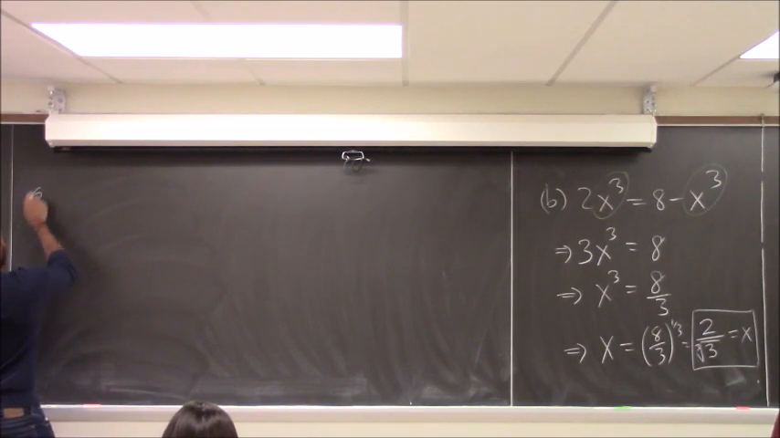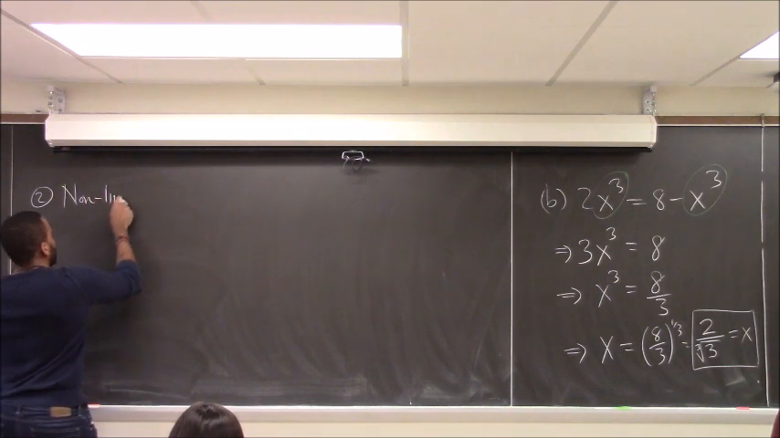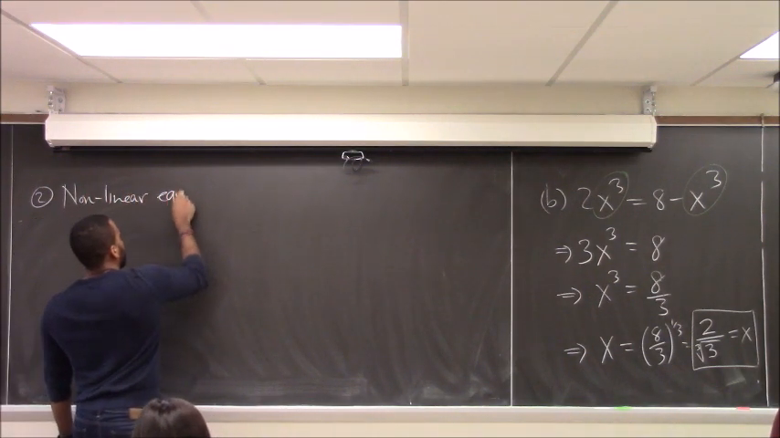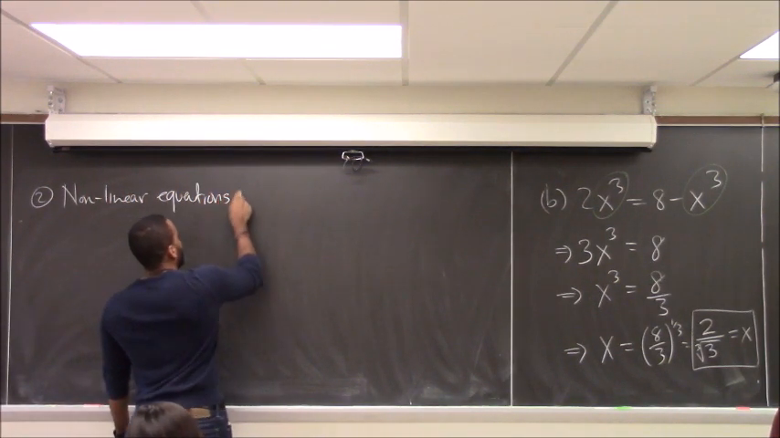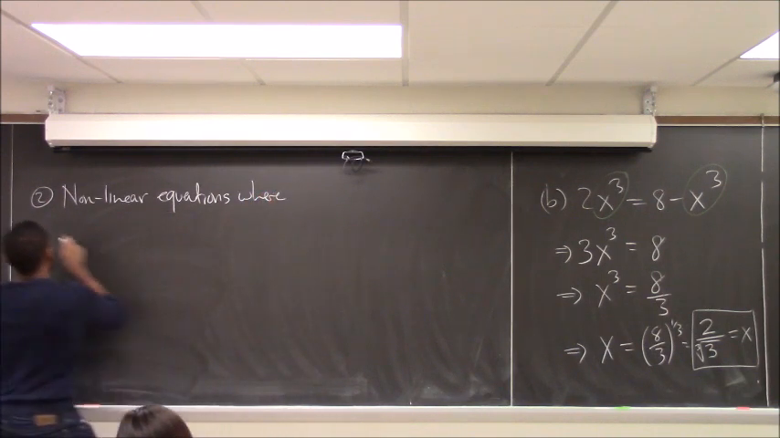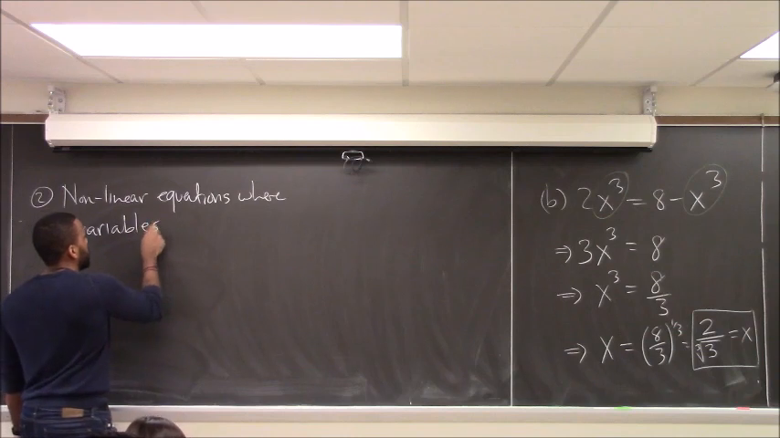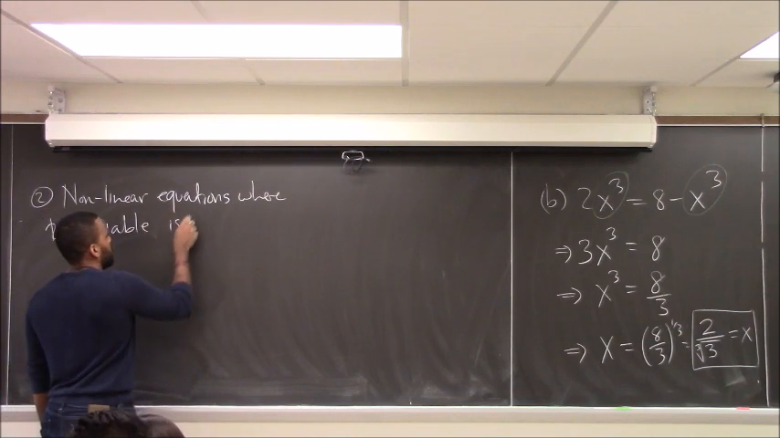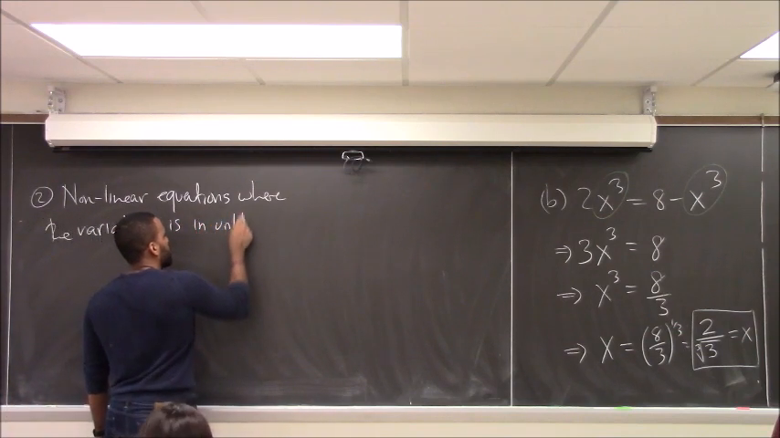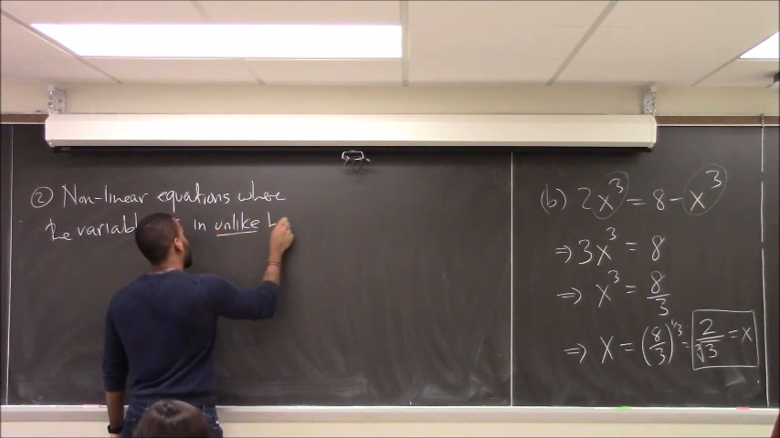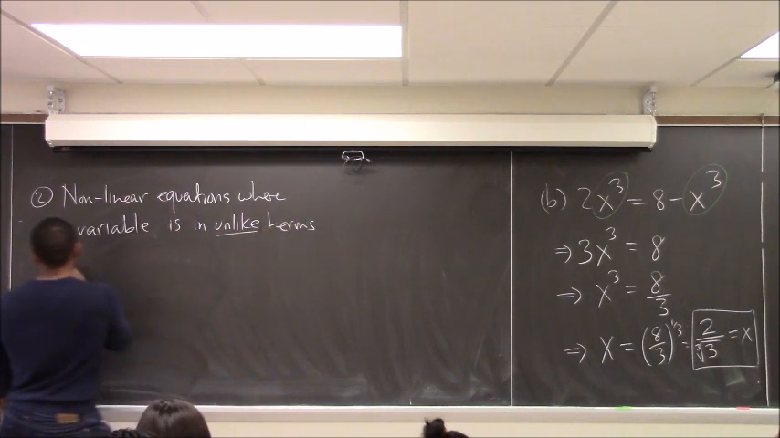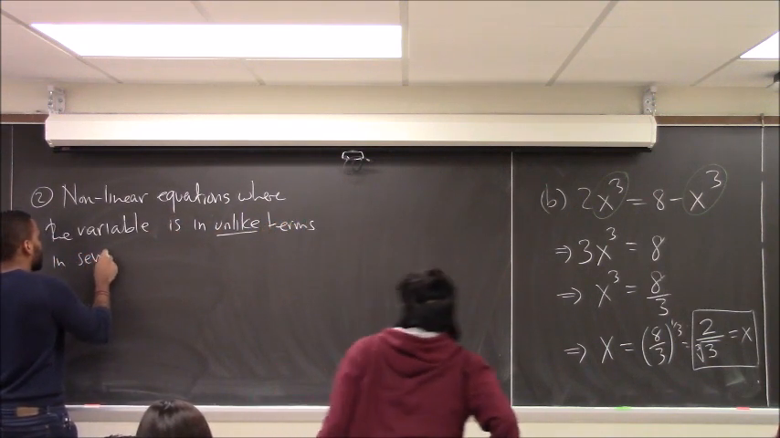Okay, the second type. Nonlinear equations where the variable is in unlike terms in several locations.